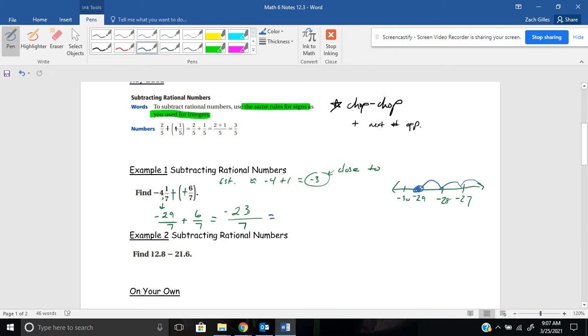So -23/7. I have a negative divided by a positive. I know my answer is going to be negative. How many times does 7 go into 23? 3 whole times, which is 21. I'd have 2 left over to get to 23 and keep my denominator of 7. So I wind up at -3 2/7.